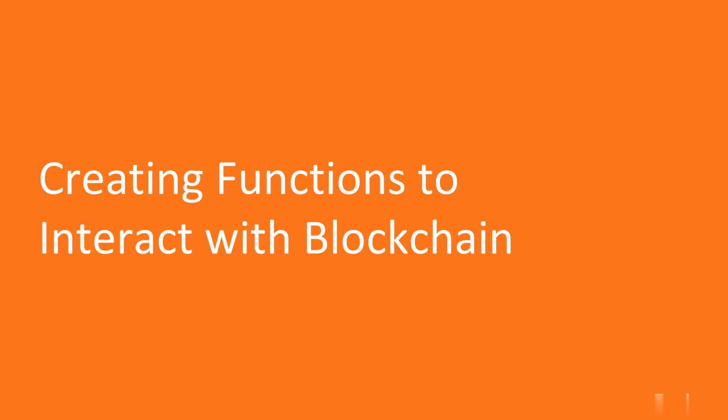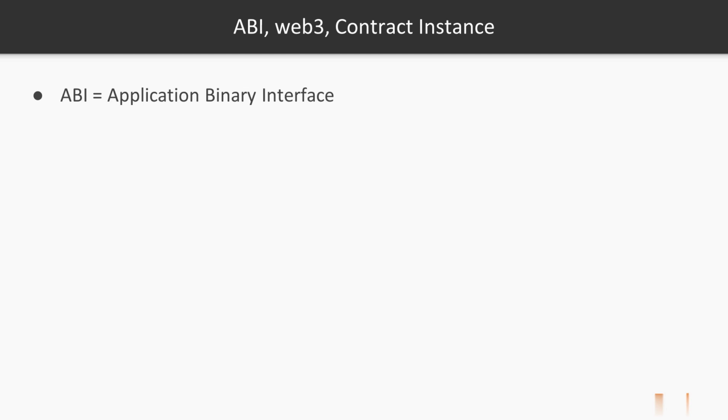Today in this video, I'll be explaining creating functions to interact with the blockchain, how to create the instance of the contract and how to use it, what is ABI, and how is it useful for us. ABI, which stands for Application Binary Interface, is used to interact from our code with the smart contract functions. The ABI specifies the set of functions available, the parameters to the functions, and so on.